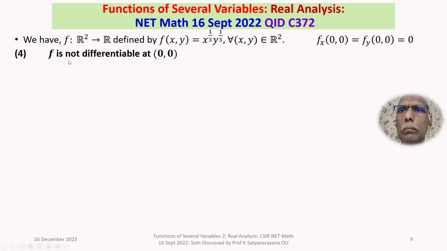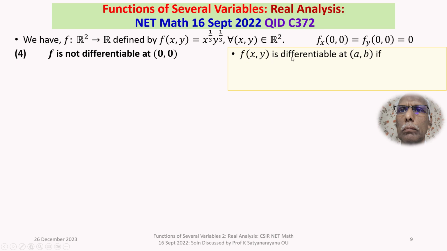Option 4: f is not differentiable at (0, 0). For this, we need the partial derivatives of f with respect to x and with respect to y at (0, 0), and both exist and each is equal to 0. Agreed. Now let's recall the definition.